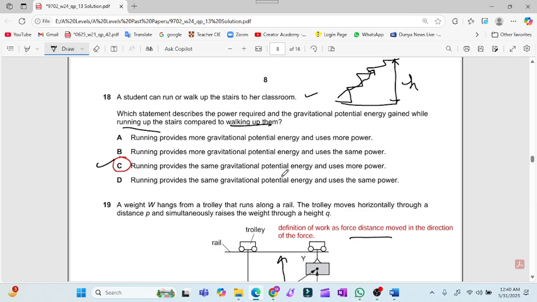Question number 18, a boy is climbing stairs by two different methods. Number one, he is walking up the stairs, and then he is running up the stairs. In which case will he consume more energy? When he runs up the stairs, he will consume more power. So according to this concept, option C, running provides the same gravitational potential energy and uses more power, because the height is not changing. The stairs will remain the same. Whether you are walking up to the first floor of your home or running up to the first floor of your home, the height will remain the same.